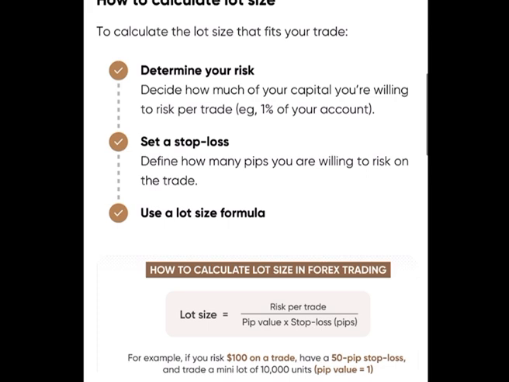Please take a screenshot of this. Do you want to lose just $10? Next, you set a stop loss, so that if I'm going for a buy and the trade goes below $10, right?